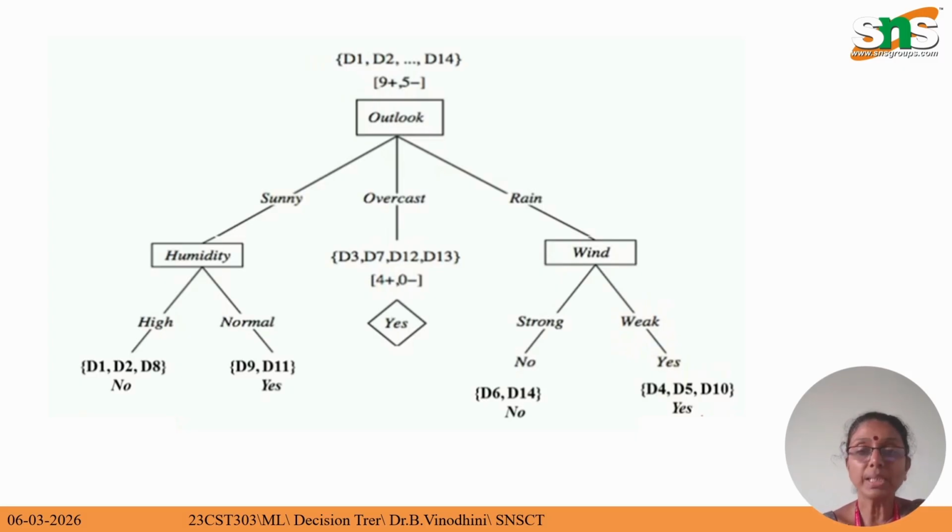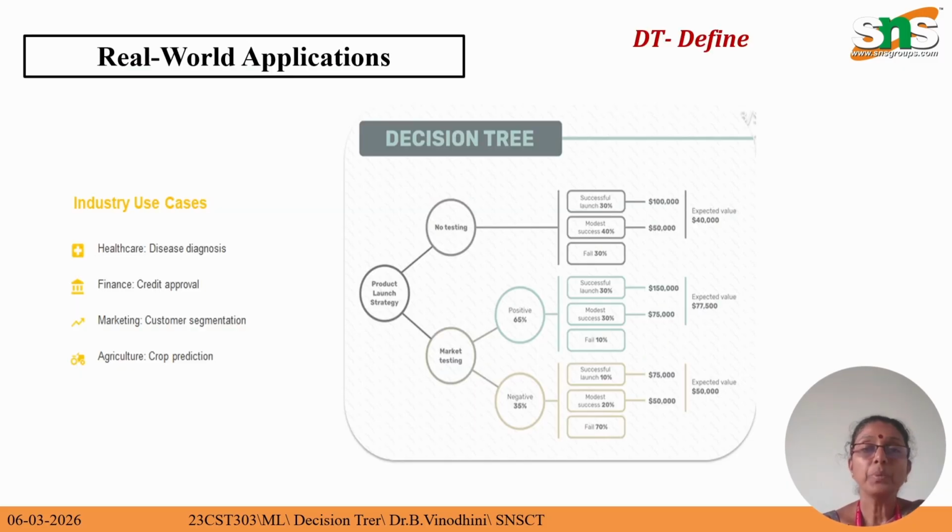After constructing the decision tree, we have to predict the new class labels. I hope you understand how the ID3 algorithm is processed. We have to calculate the entropy and information gain, and based upon the information gain, we find the root of the decision tree.